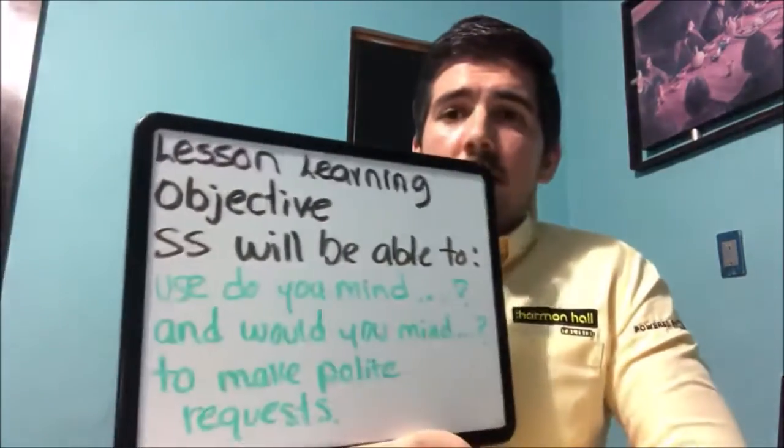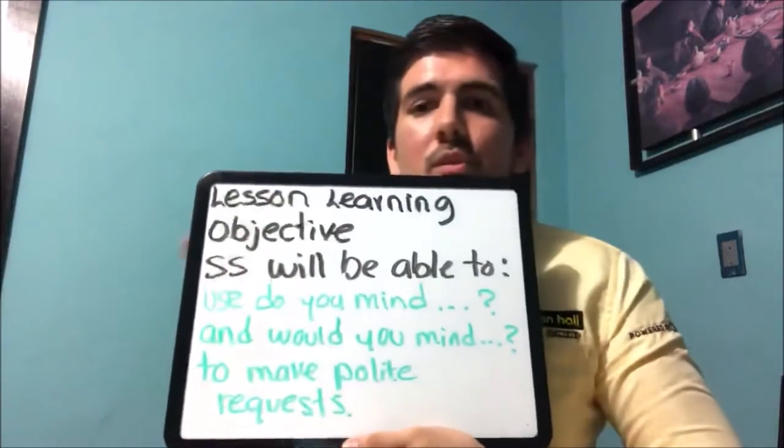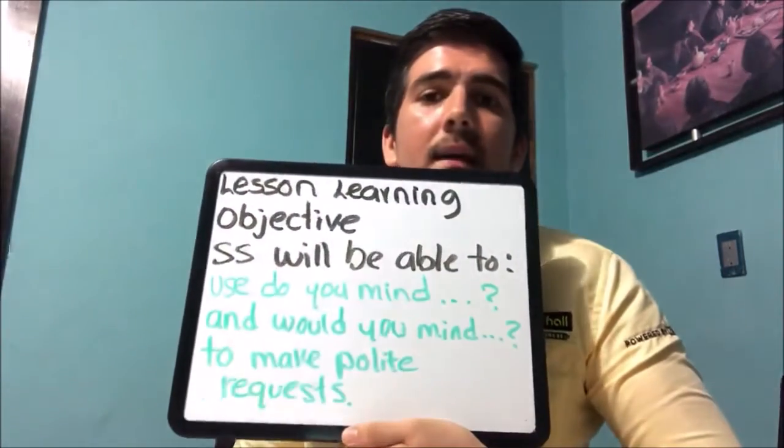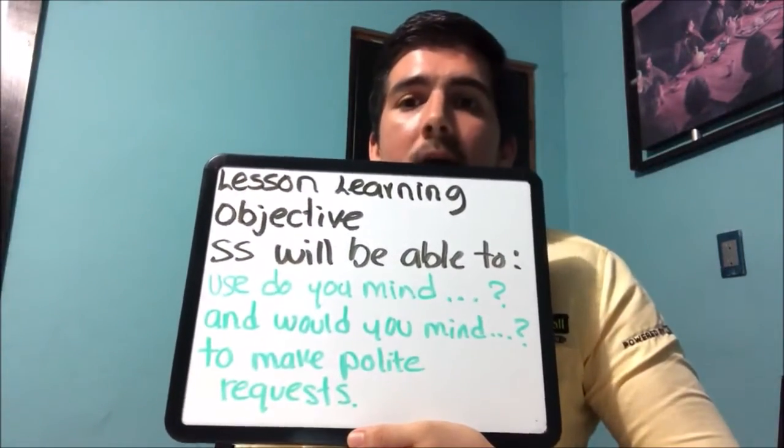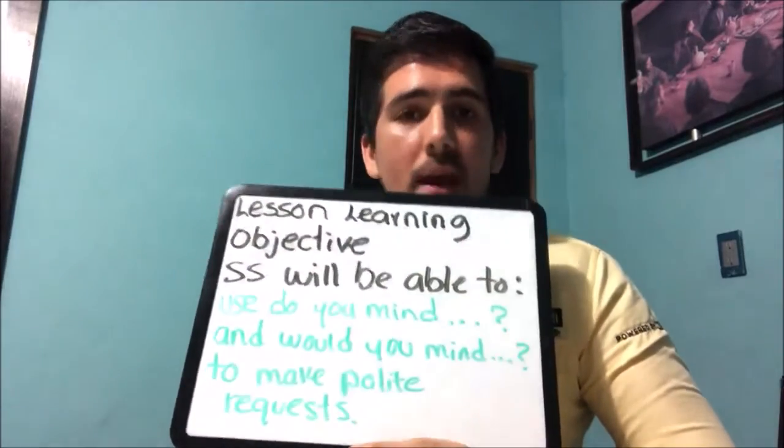Right now you are on Lesson C Activity V. You already listened to the conversation. Now I'm going to explain to you this conversation strategy. Ready? So let's begin by reading the lesson learning objective from this lesson, Lesson C. Students will be able to use do you mind, would you mind, to make polite requests.